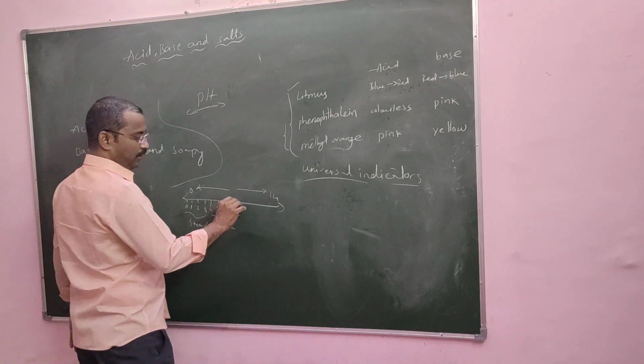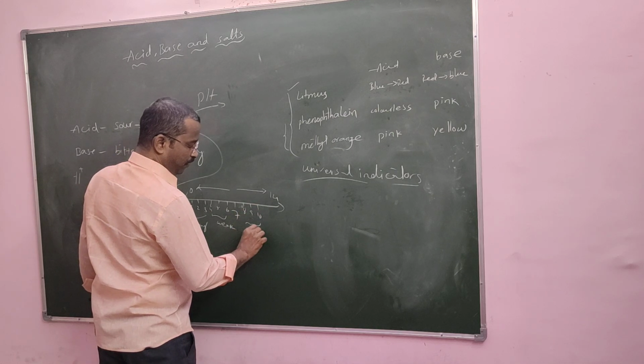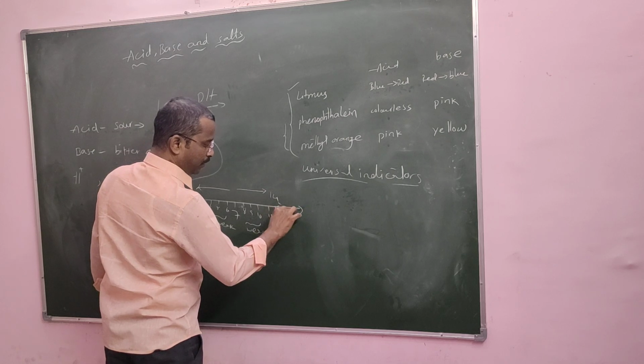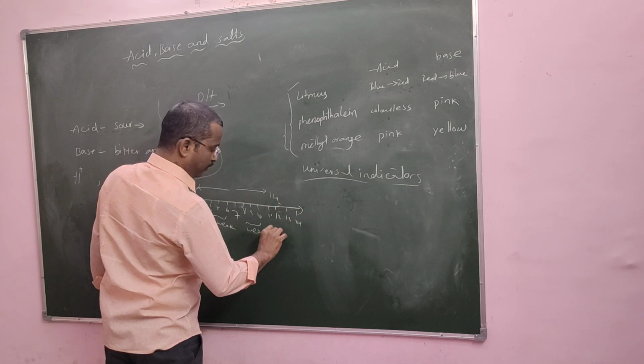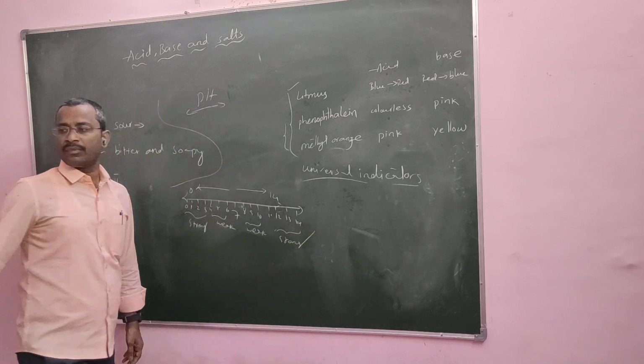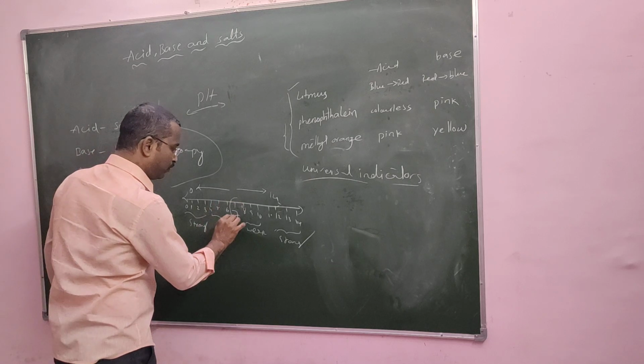And on the other side, 8, 9, 10 is going to be weak, and 11, 12, 13, 14 we say is strong. So it is confirmed that exactly 7 is going to be neutral.